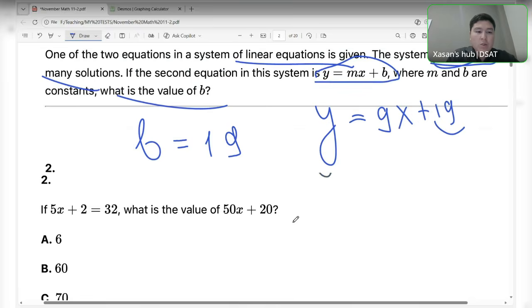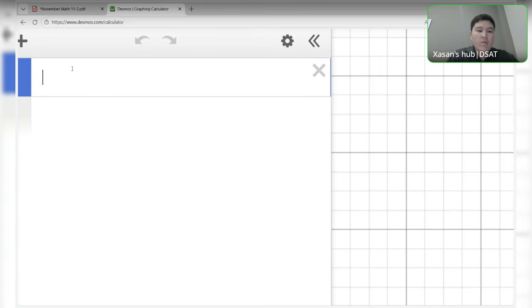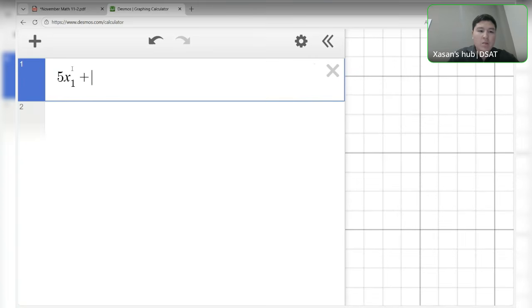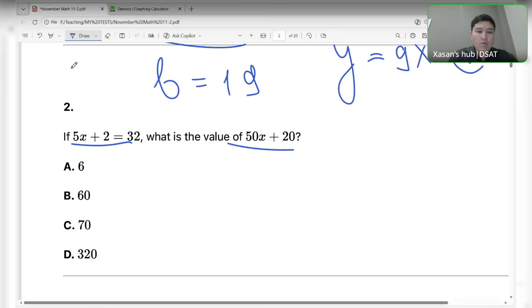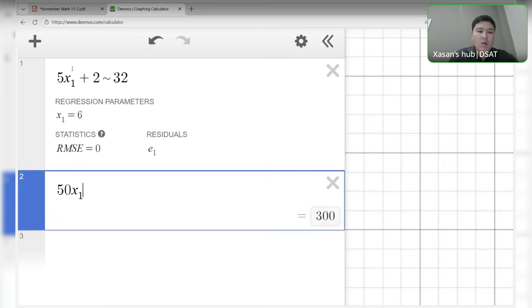So the second question: if 5x plus 2 equals 32, what is the value of 50x plus 20? Okay, that is possible with Desmos. So what we're going to do, we have to find 5x plus 2 equals 32, and the question is asking to find 50x plus 20. Okay, the final answer is 320. So the answer is D here.